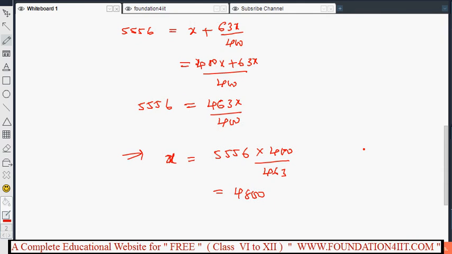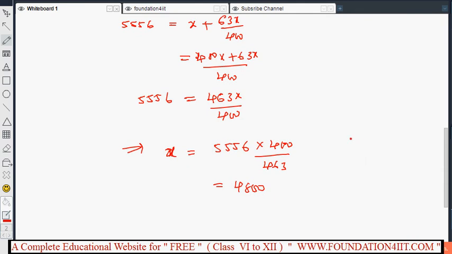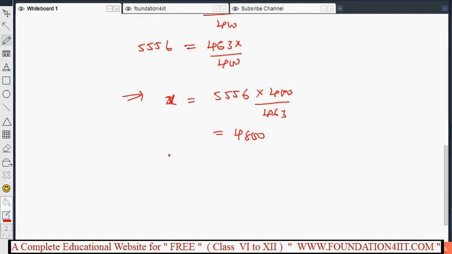Because it is exactly divisible, 12 times. So hence the required sum, because x value you needed to find out, therefore the principal or sum, that is rupees 4800. So this is the way we can find out according to the given data. We can make the formula, then try to find out.